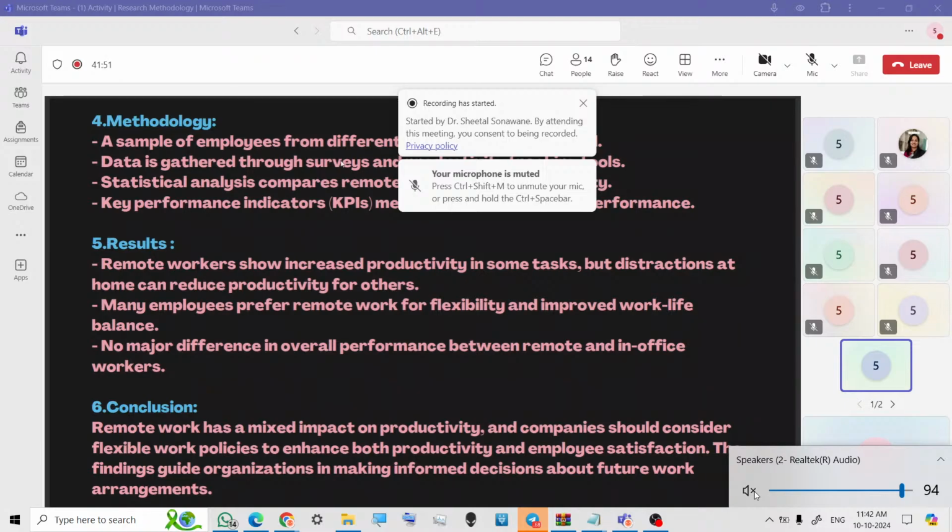It allows us to tackle important questions, whether it's about vaccine effectiveness or workplace productivity.